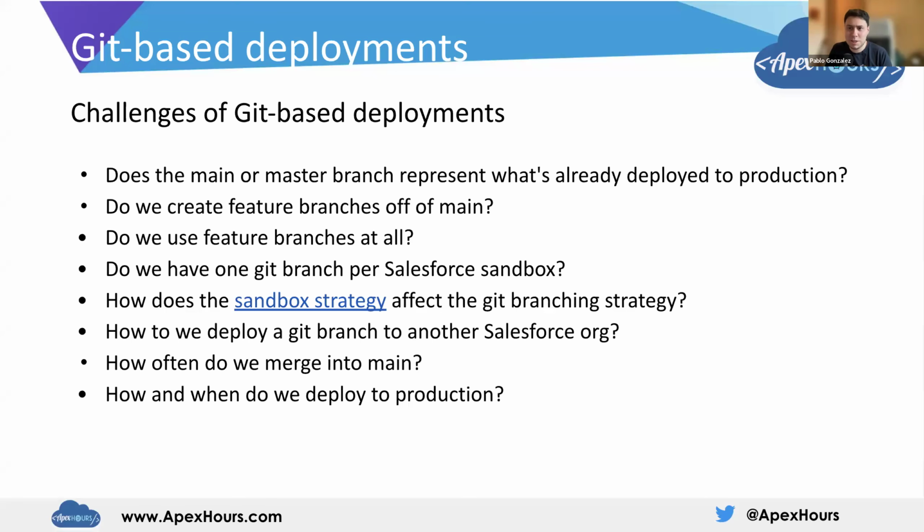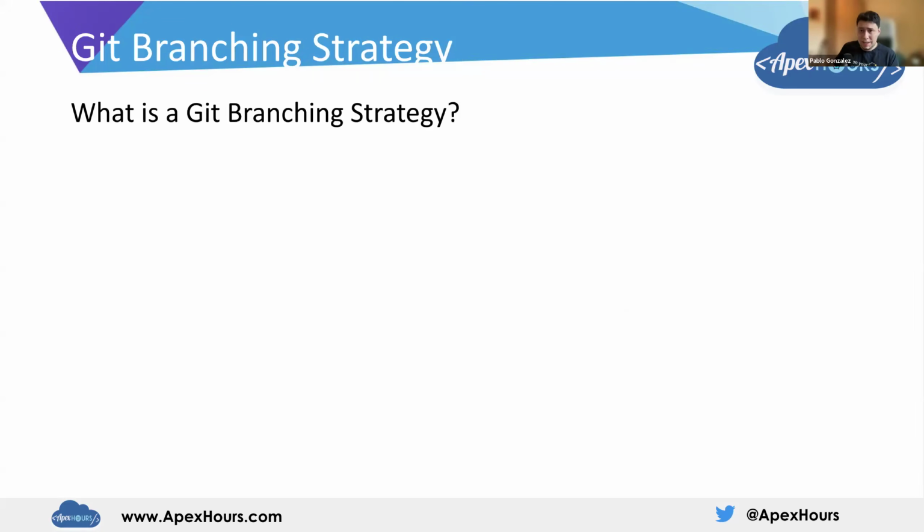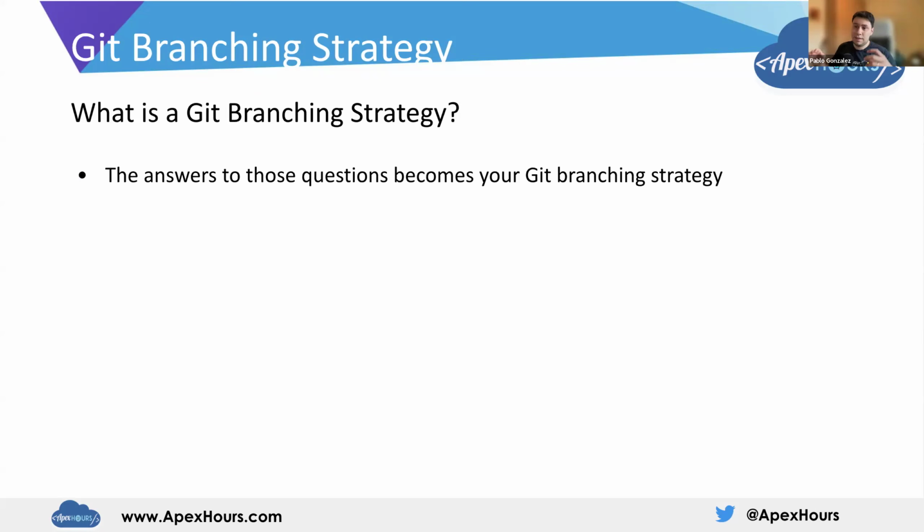If you're using change sets or something else, you don't need to worry about this. But the moment you say, okay, I'm going to deploy with Git, suddenly you have all these questions that are not trivial. There isn't an easy answer to these questions. So a Git branching strategy is the answer to those questions. How you choose to answer those questions is what becomes your branching strategy. You can choose to answer those questions in whatever way you think benefits your development process more, and those answers shape the branching strategy.